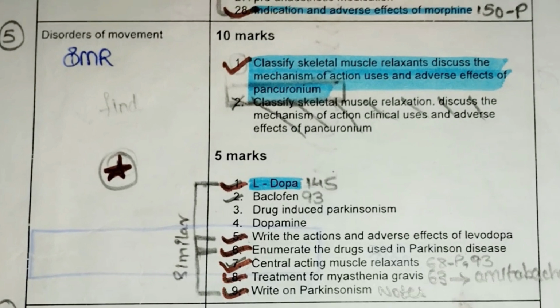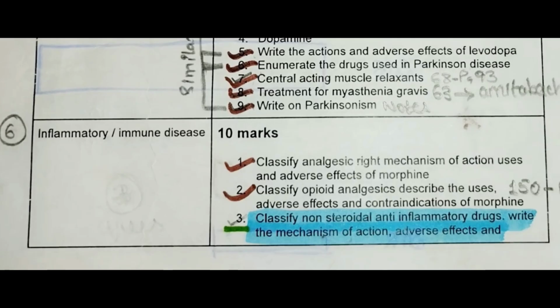Seventh one, centrally acting muscle relaxants. Eighth one, treatment for myasthenia gravis. Ninth one, write a note on Parkinsonism. Now moving on to the next chapter, that is inflammatory or immune disease.